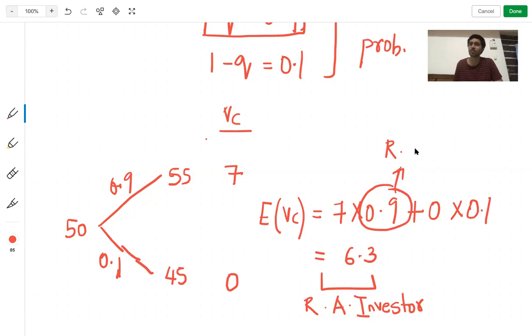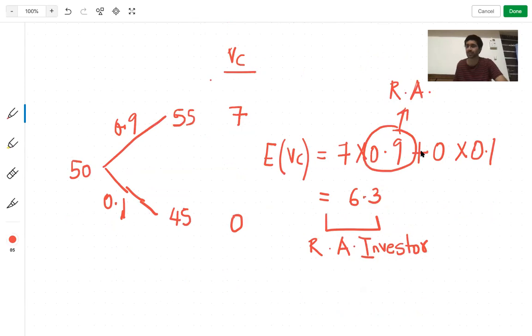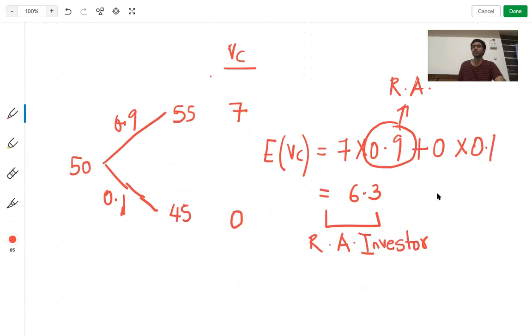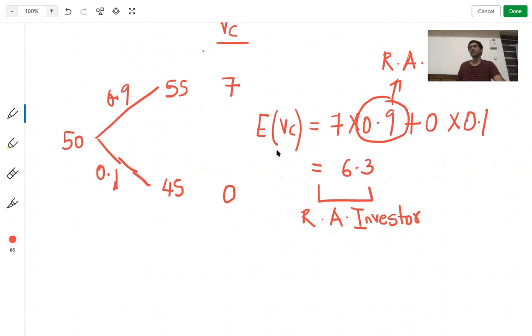It is not the probability of a risk neutral person. It is the probability of a risk averse person, right? So obviously the expected value of a call option that you have at t equal to 6 of 6.3 is the expected value of a call from the viewpoint of a risk averse person.